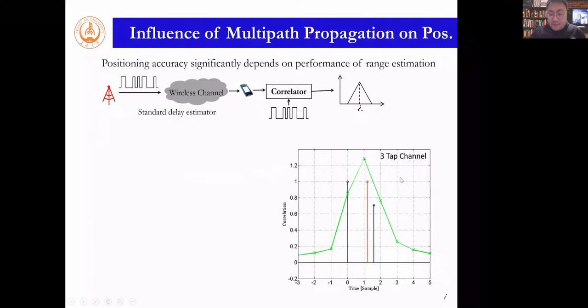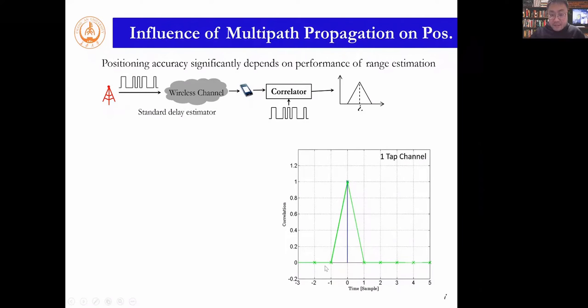So we do have a very simple simulation example here. For instance, we have one tap channel, so only one path. The output of the correlator is displayed by the green curve. As you can see, the maximum peak is exactly the same as the true path.